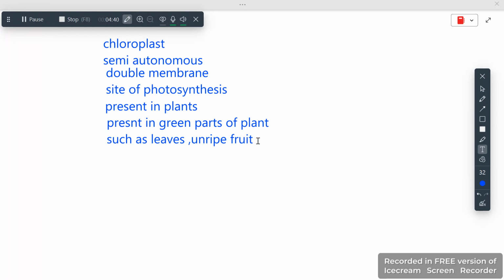And yes, let me tell you one more thing, that this word chloroplast is the combination of two words, chloro and plast. The chloro means green, as we are discussing. So this is chloro, green.